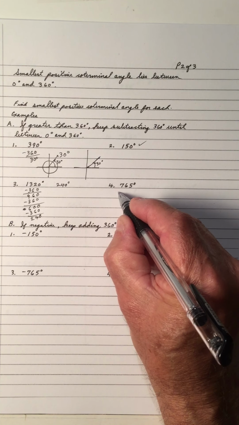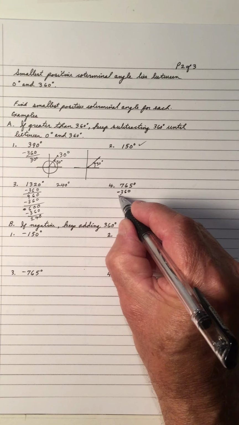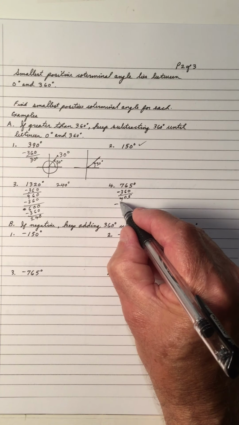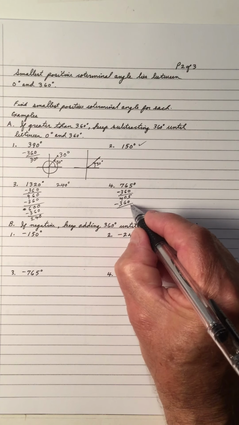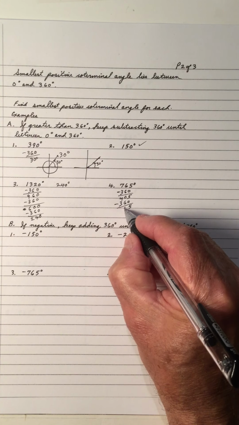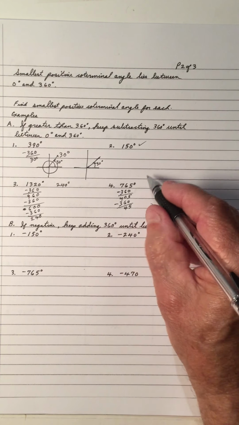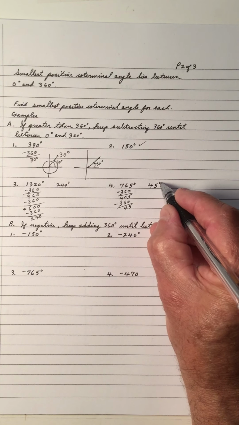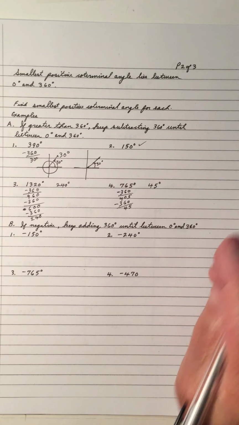765, too large, take off 360. That gives 405. Still too large, take off 360 again. That gives 45. So 765 is the same as 45, smallest positive coterminal angle.